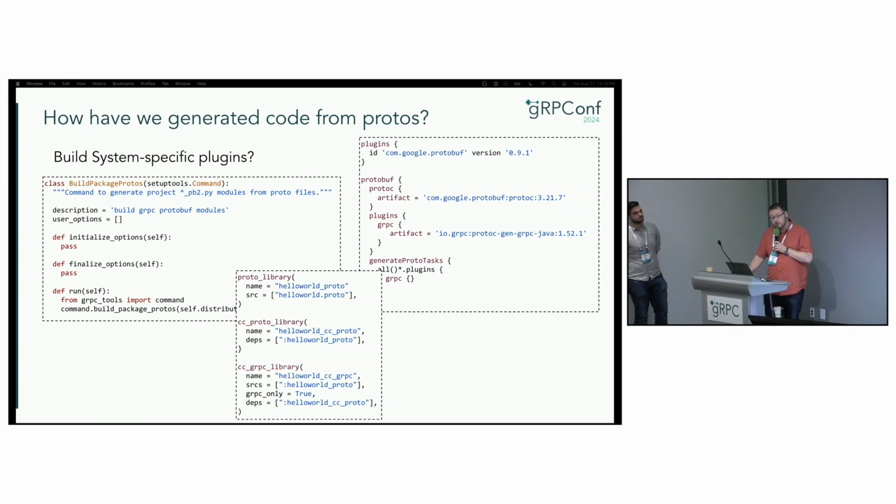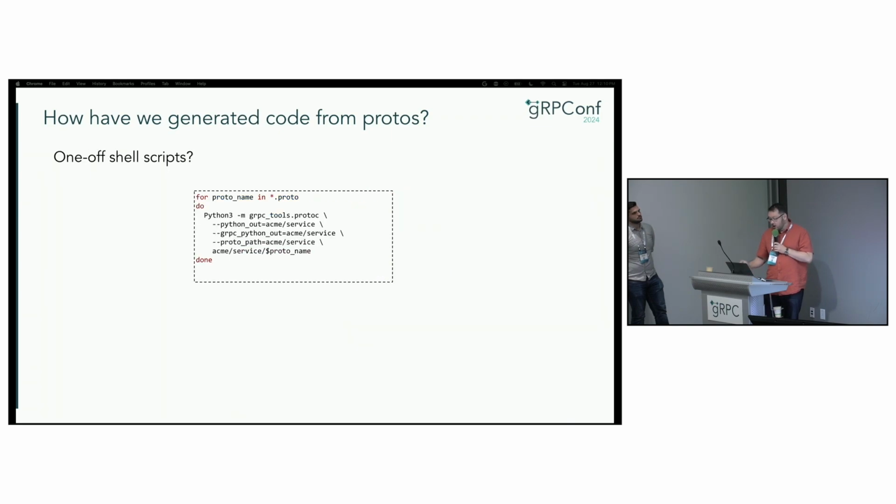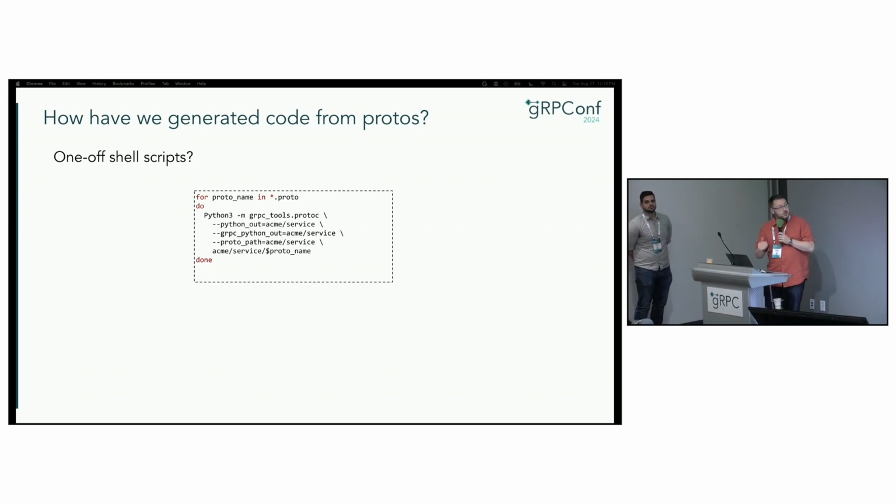Also, sometimes people have off-the-wall combinations of language and build systems. For example, needing to generate Python gRPC code from within Gradle. This happens. All of this might lead people to resort to shell scripts to generate their code. Here's one that's been spotted in the wild.